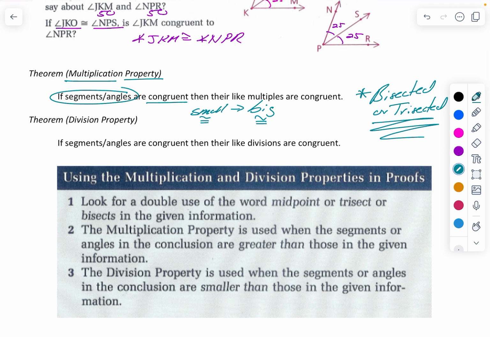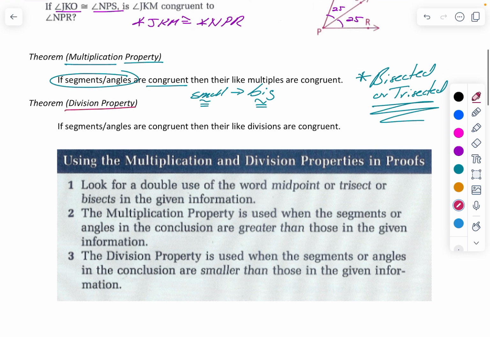The division property is then their divisions are congruent. In other words, if the big angles are congruent, then the pieces or the small angles are congruent. And again, for both of these, they have to be bisected or trisected. So in other words, if you have 2 big angles that are congruent and they're bisected, you could talk about the pieces, the smaller angles, being congruent then.